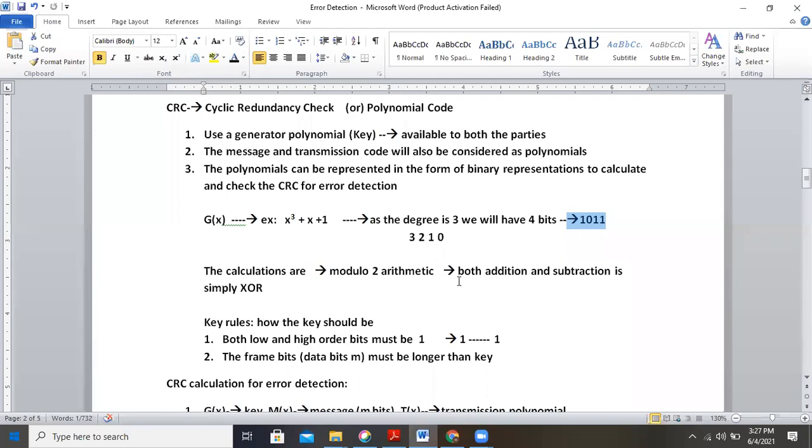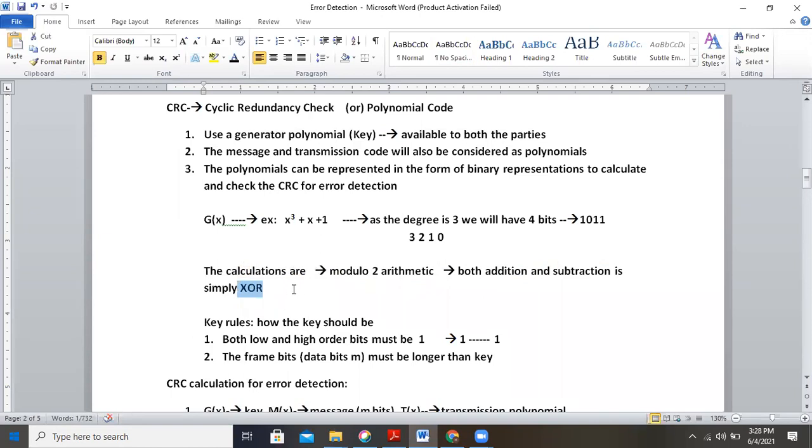Then coming to the operations. In these operations we are going to perform division. When you go for division, obviously we will have subtractions. And whatever calculations we take, either addition or subtraction, we perform the XOR operation. That we call modulo 2 arithmetic. Modulo 2 arithmetic means addition or subtraction, and the operation we perform is XOR.